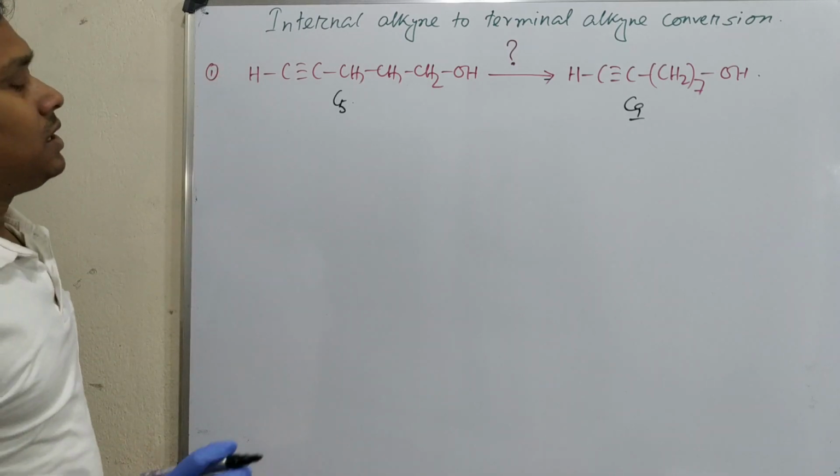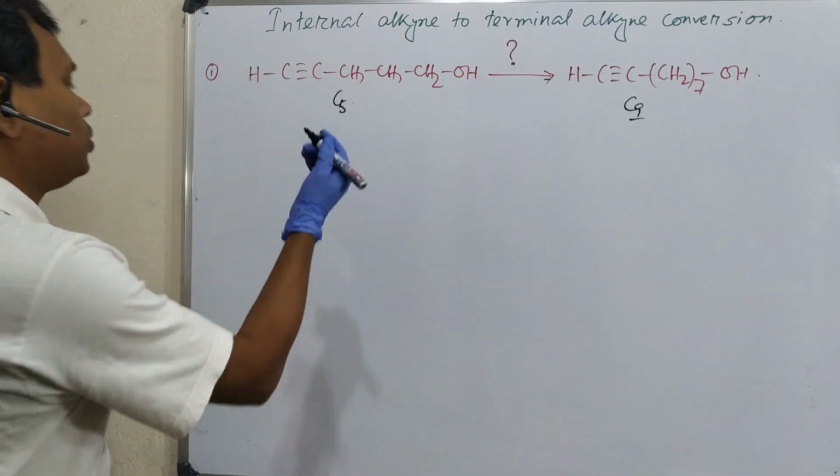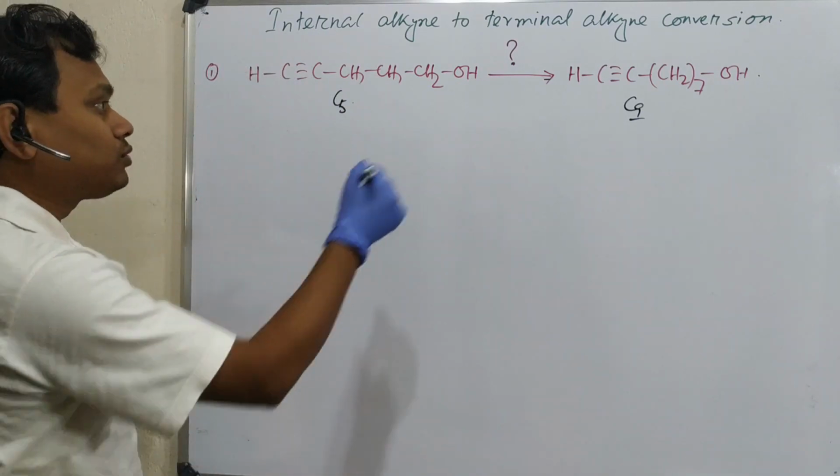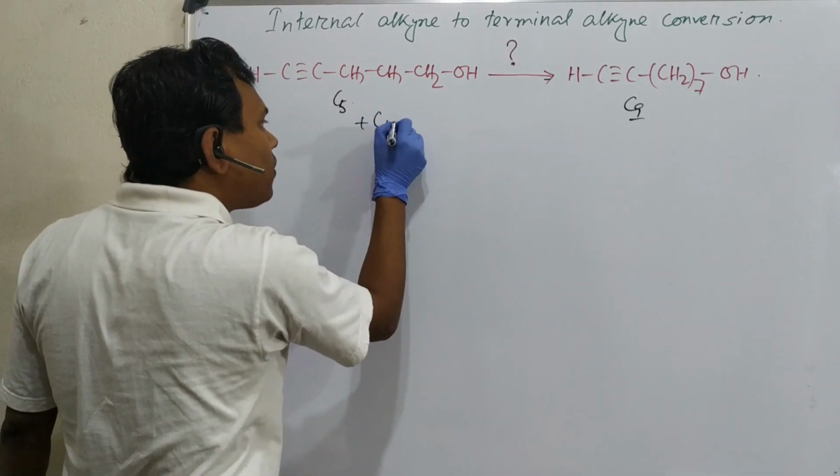Another thing. See, there is a terminal hydroxyl. We have to keep it in mind. So let's do the discussion. How to increase the carbon numbers? C5 to C9. Let's add C4 to it.